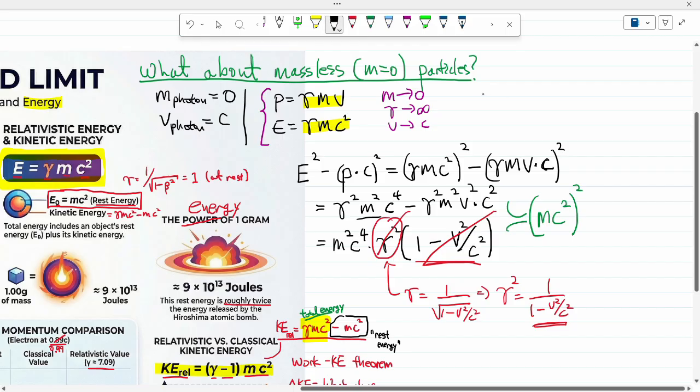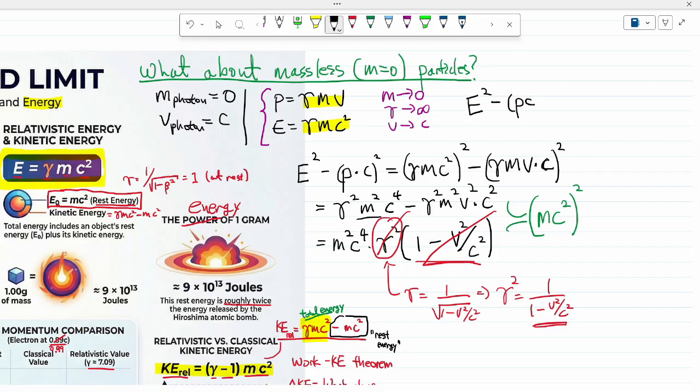Let me write it out here. E squared minus (pc) squared is equal to (mc squared), the whole thing squared. What's beautiful about this relationship is that it does depend on m, which is nice because that means it can be used for things that do have mass. You can use this when m is not equal to 0.